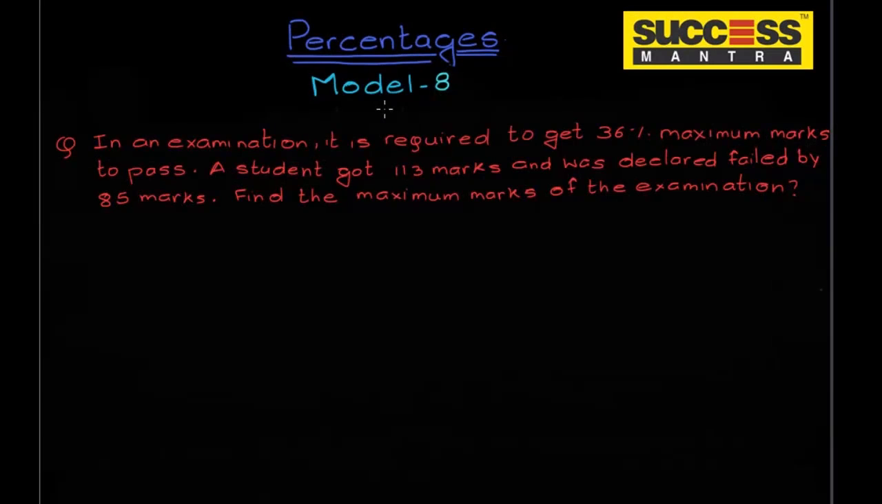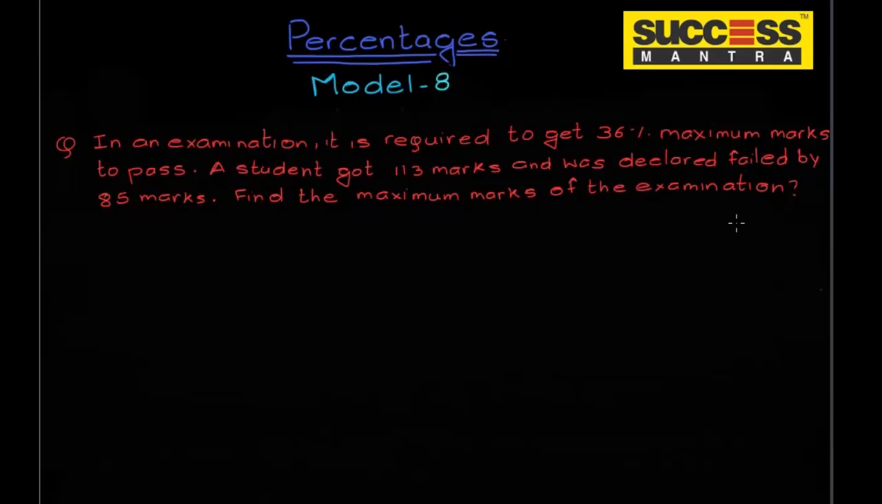Let us now take some other examples from percentages in model number 3 of the topic percentages. Let us take the first example. It says, in an examination it is required to get 36% maximum marks to pass. A student got 130 marks and was declared failed by 85 marks. Find the maximum marks of the examination.